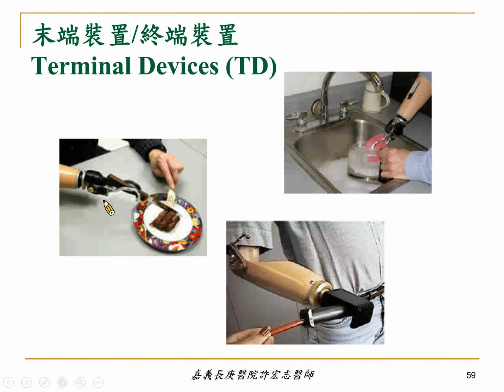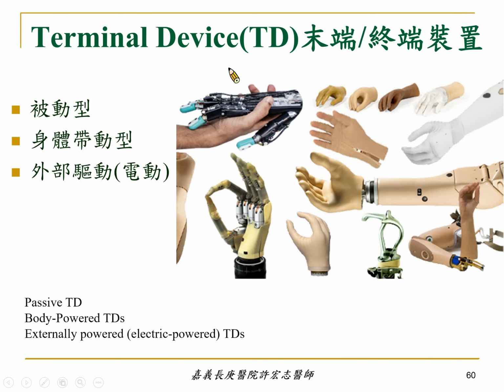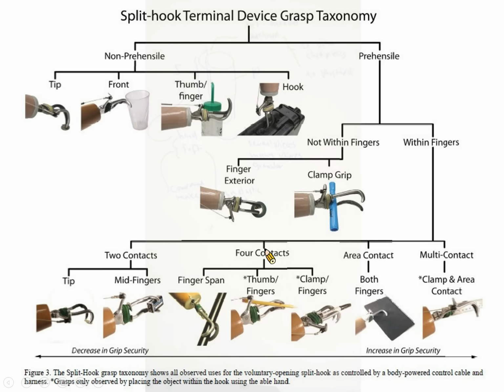You can see they have a hammer or hook or double hook. How do we drive them? We have said before that the passive terminal device, or the body powered one, is driven by changing your posture or position. Or recently, we have electrical powered ones, using the mild electrical signal from our remnant limb to drive the terminal device like this.